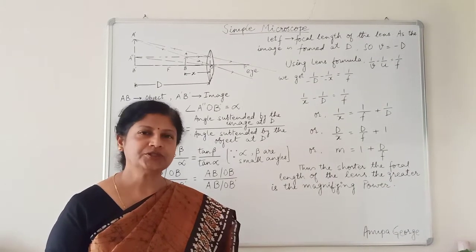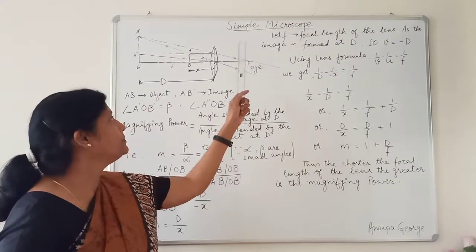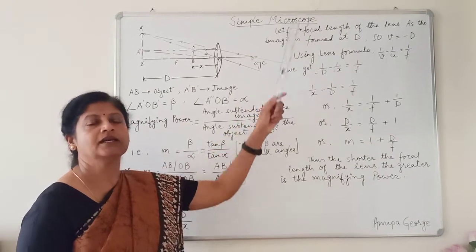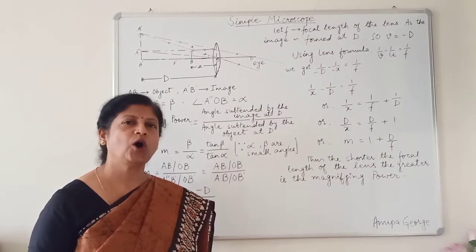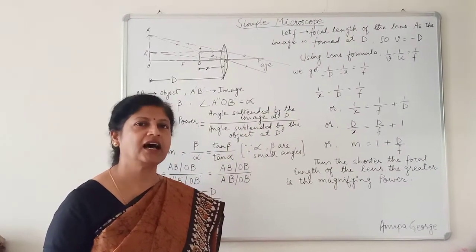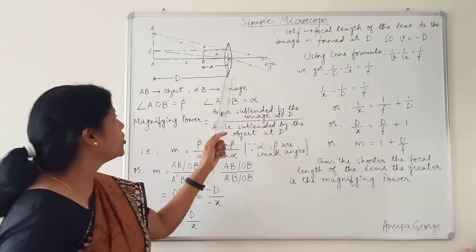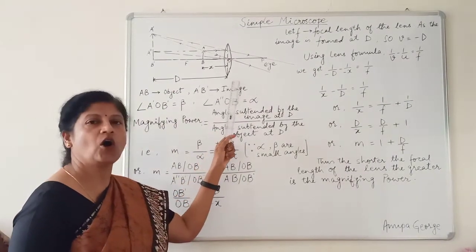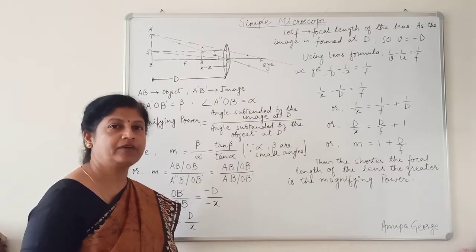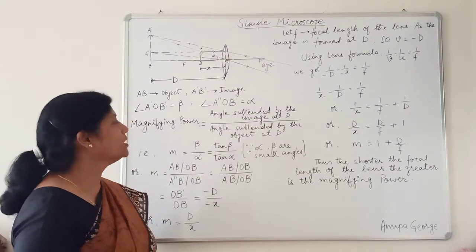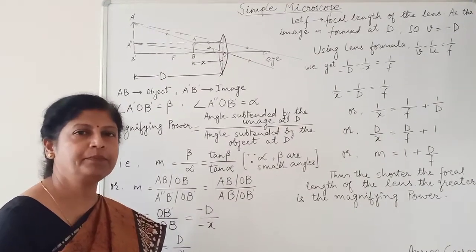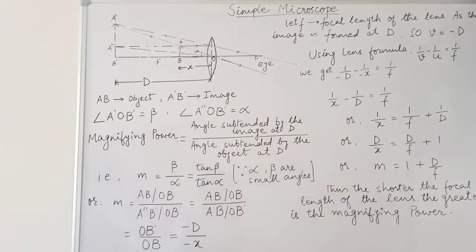Students, today we'll study the simple microscope. A simple microscope, or a magnifying glass, is a convex lens of short focal length. Now come to the principle of the simple microscope.